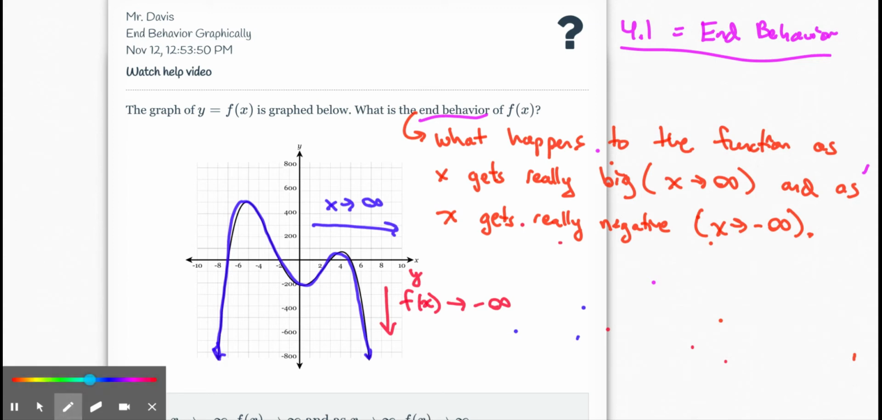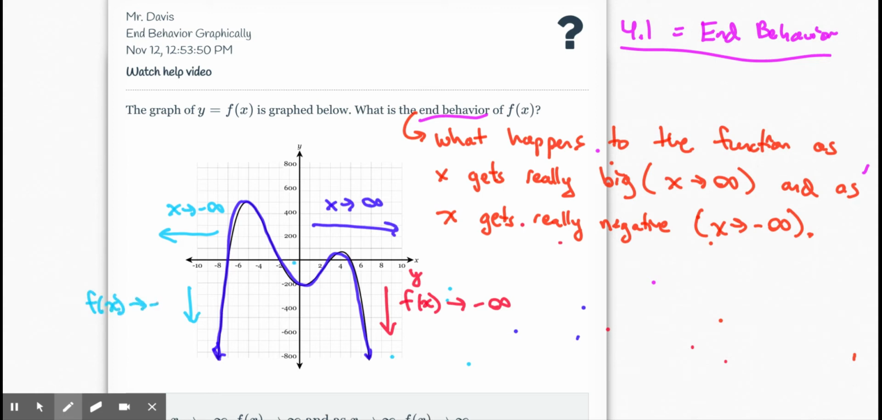And if we were to look in the opposite direction, this would be as x goes to negative infinity. So as x values get smaller and smaller, which direction is the function going? And it's also going down, right? The y value is also going down. So we say that f of x goes to negative infinity in this case as well. So in either direction, as x goes to positive infinity, the y value, or f of x, goes down to negative infinity. And as x goes to negative infinity, the function value goes down to negative infinity in that direction as well.